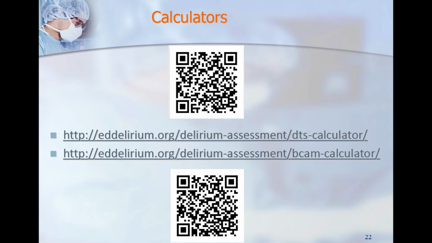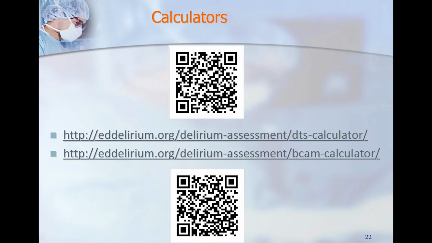You don't need any paper. You can just use the app and go through it step by step, and you can rule out and you can rule in once it is positive. So the QR code is for the calculator.